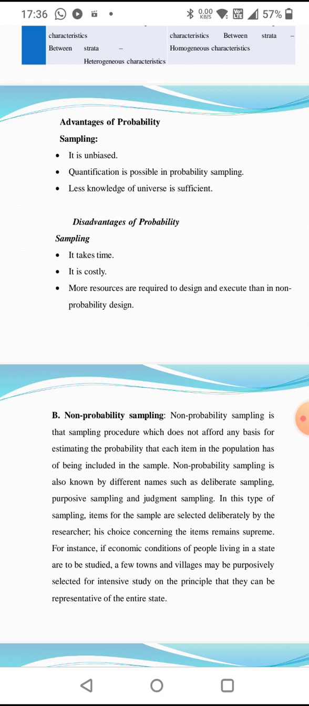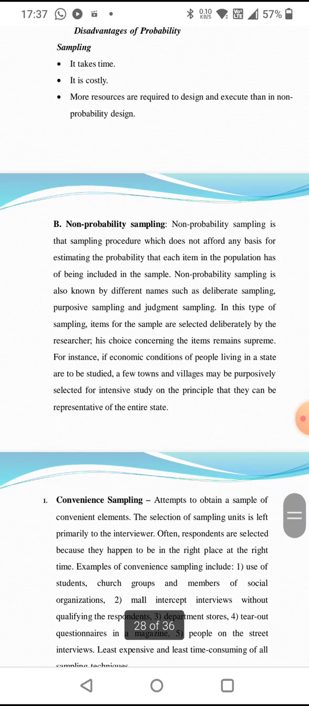And the disadvantages of probability sampling are: it takes time. Yes, it is costly. More resources are required to design and execute than in non-probability sampling. That's why we say it is much more expensive, right? Because it requires much more resources. So next is non-probability sampling.